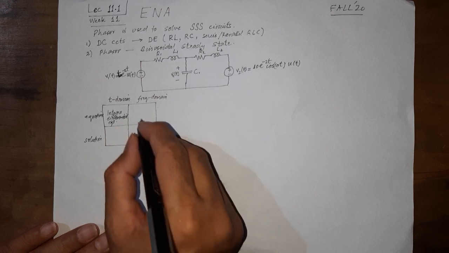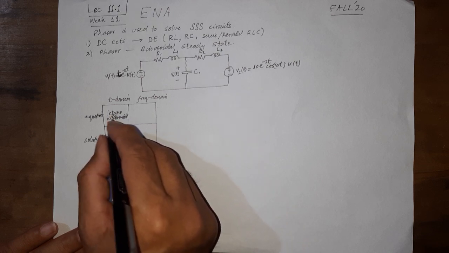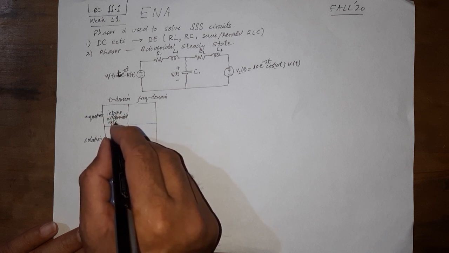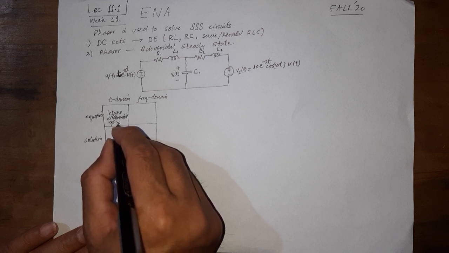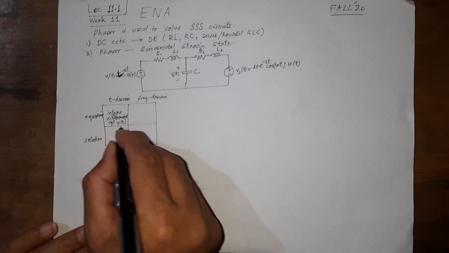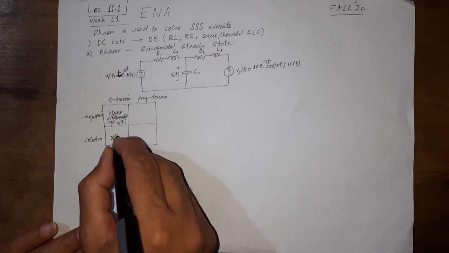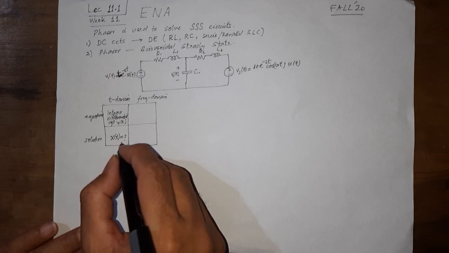One or many. And then we have the solution. Suppose it is a single mesh circuit or a single node voltage equation, and we have an equation in some x(t) as a function of time. Then the solution is going to be finding this x(t), an expression for x(t).